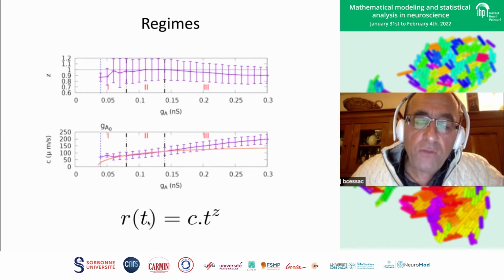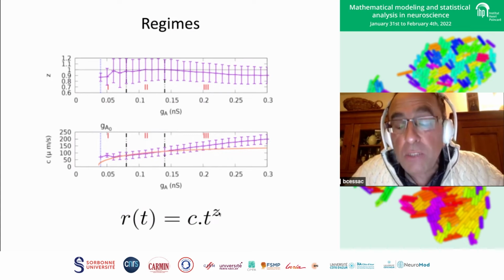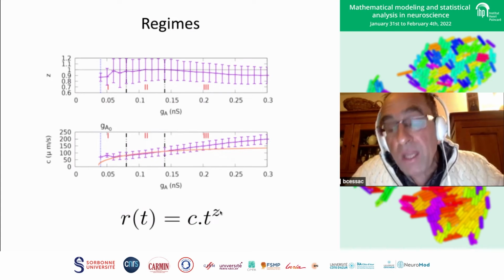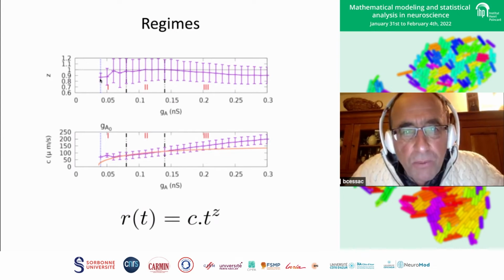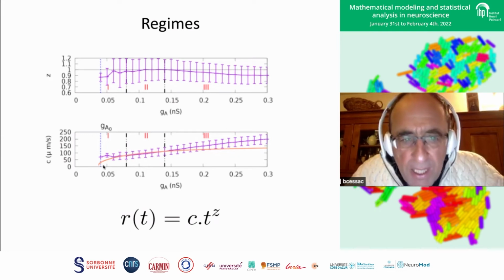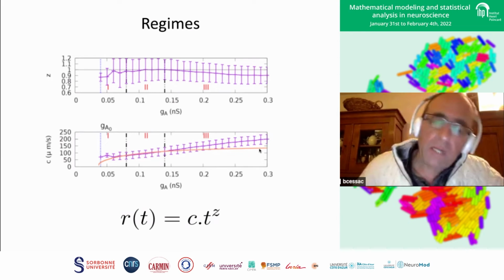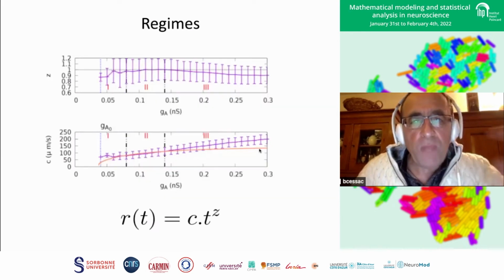We consider the radius of the wave as a function of time, which is c t to the z, where c we can call the velocity, even if it's strictly not, and z is the diffusion exponent. If z is equal to 1, it's a ballistic transport. If z is equal to 1/2, it's a normal diffusion, but it can be in between. What you observe is that this exponent z in region 1 is smaller than 1. In region 2, it's very close to 1, and then it decreases again. And here, this is the speed. And this line, I'm going to explain it later. It's a theoretical estimation.